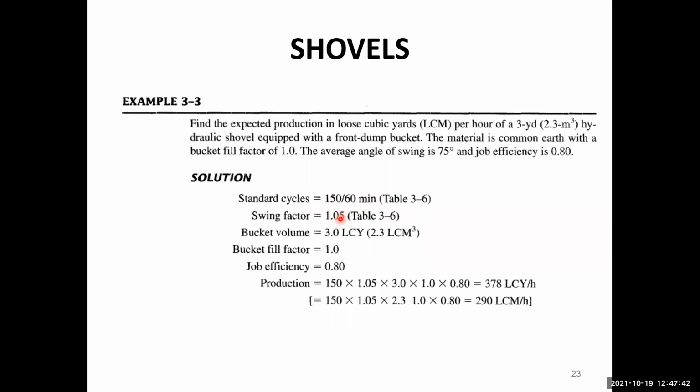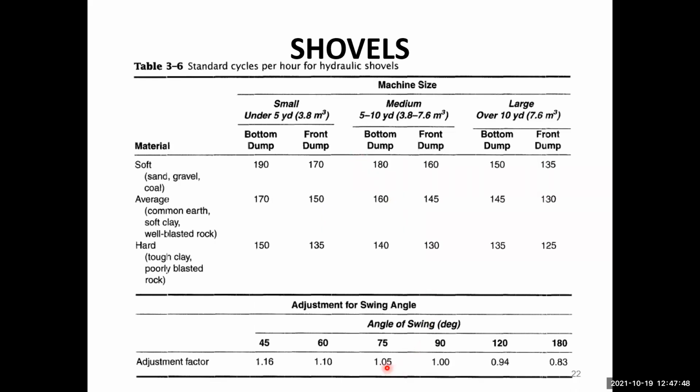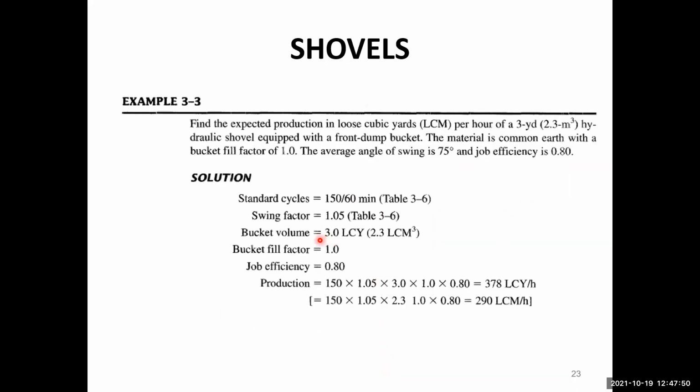The swing factor will be 1.05, because the average angle of the swing is 75 degrees. The bucket volume is 2.3 loose cubic meter. The bucket fill factor is 1.0, that is given, or it may be seen from the table as well. And the job efficiency is also given as 0.8. So just simply multiply 150 with 1.05 with 2.3 with 1 and 0.8. We get a production of 290 loose cubic meters per hour in this case, for the case of shovel.